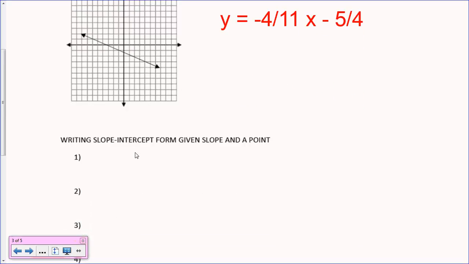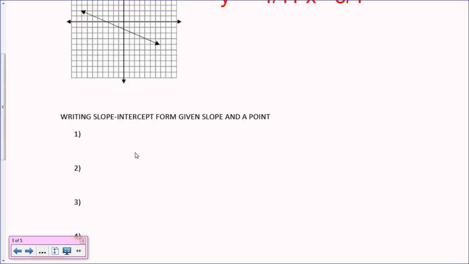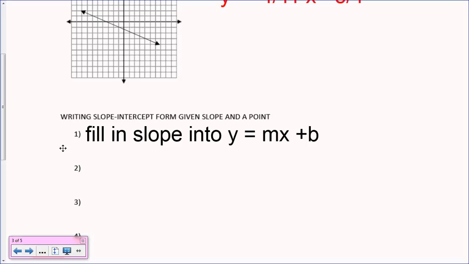Okay? Writing slope-intercept form given slope and a point. Alright, so 4 steps for this. Step 1, fill in slope into the y equals mx plus b.